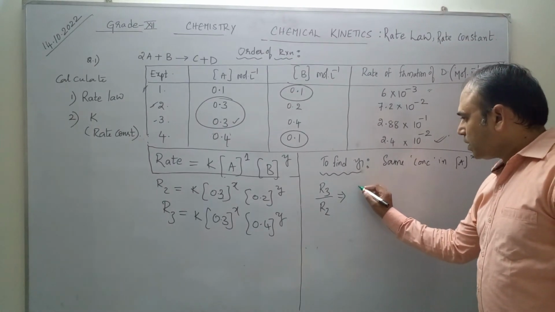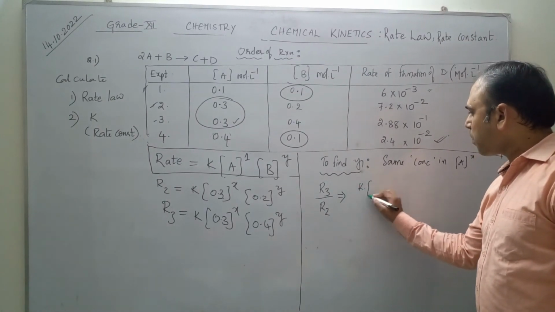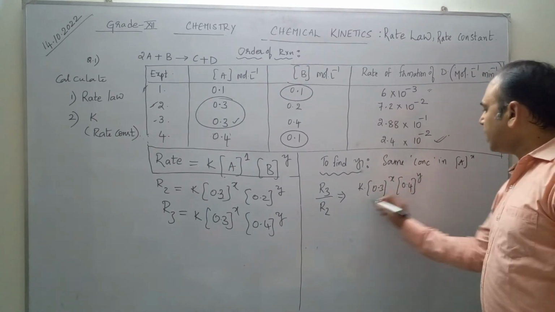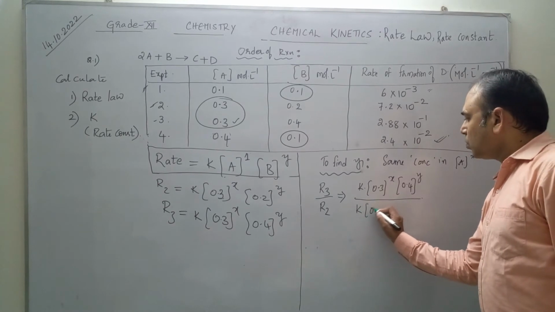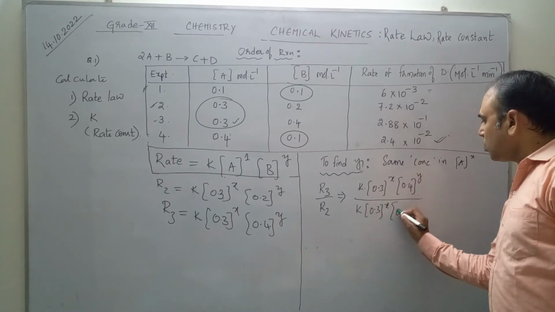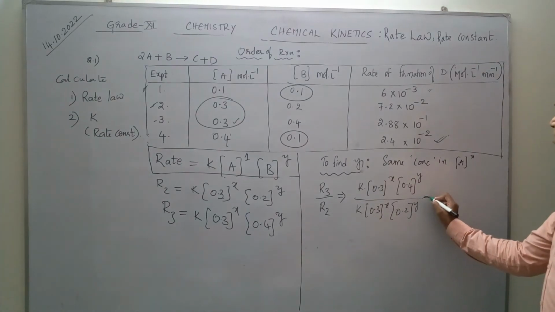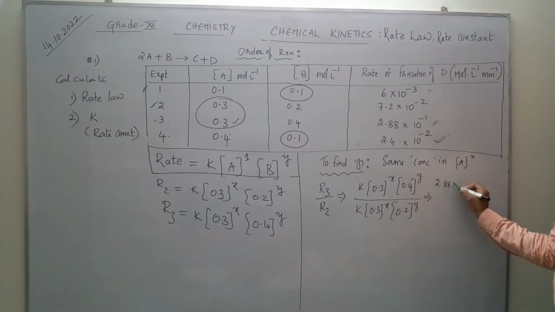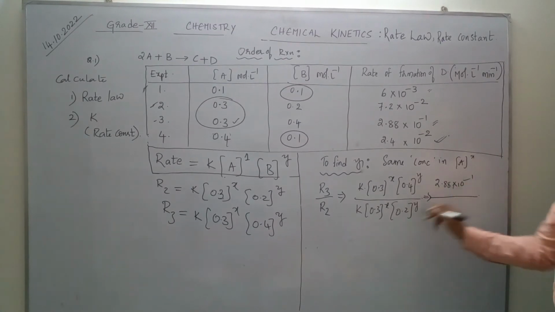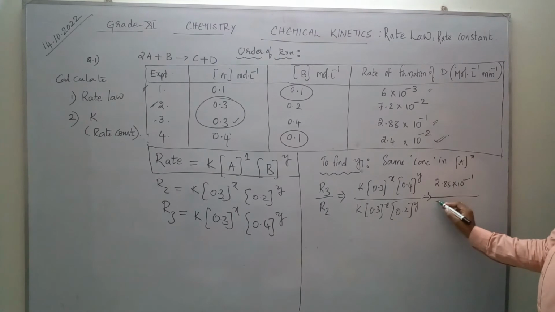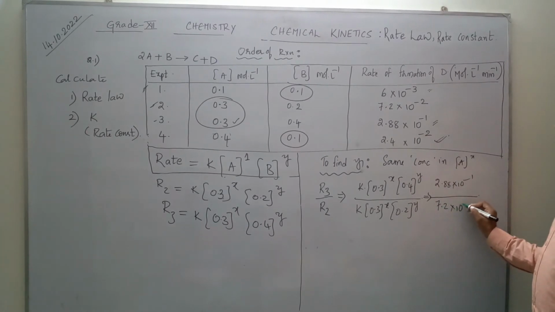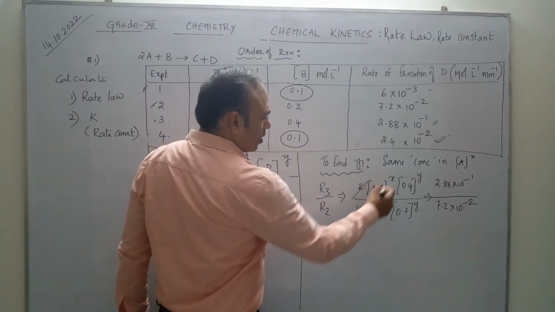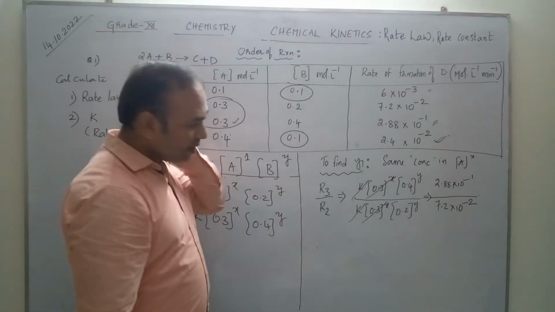So we have taken nothing but K into 0.3 to the power of X and 0.4 to the power of Y, by K into 0.3 to the power of X into 0.2 to the power of Y, which is equal to, what is R3 here? 2.88 into 10 to the power of minus 1. And what is R2? 7.2 into 10 to the power of minus 2. Next, in this K and 0.3 to the power of X will be cancelled out.